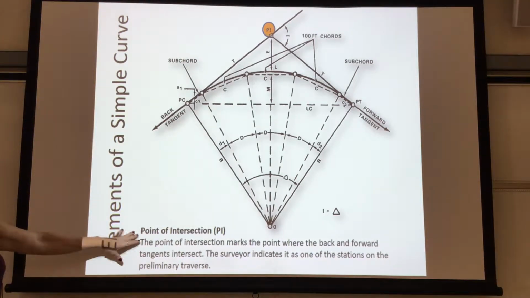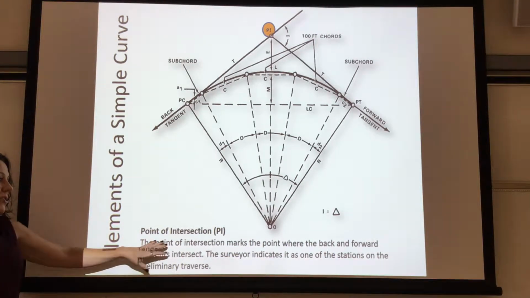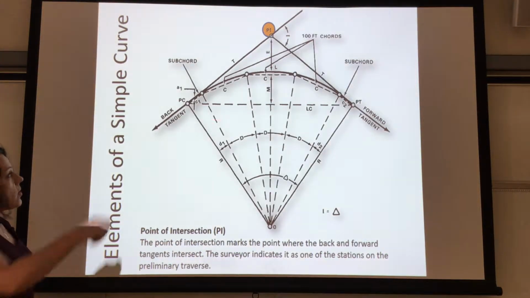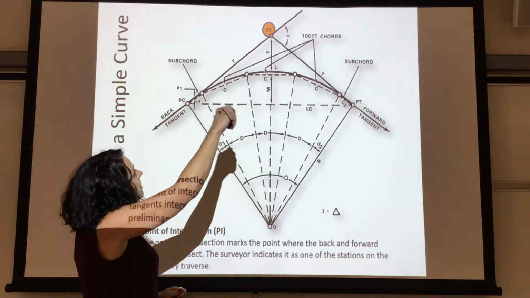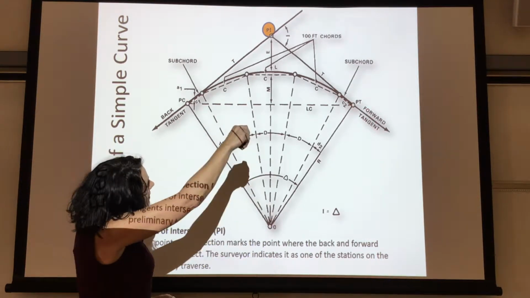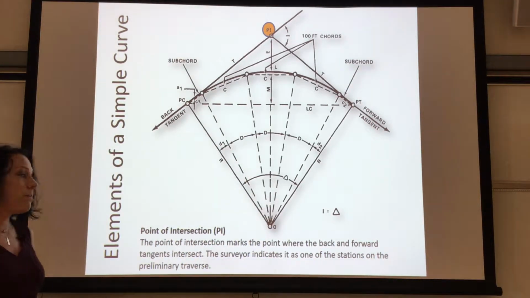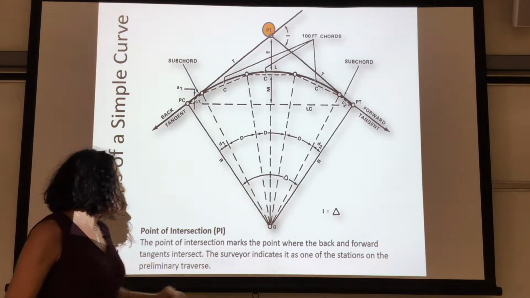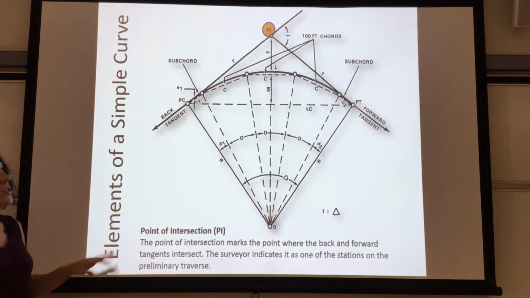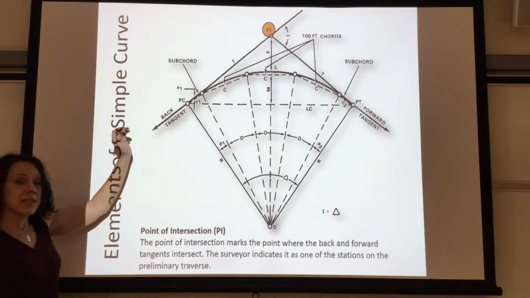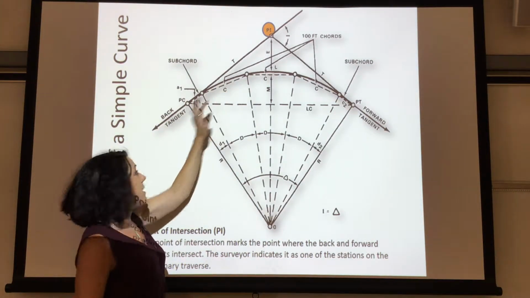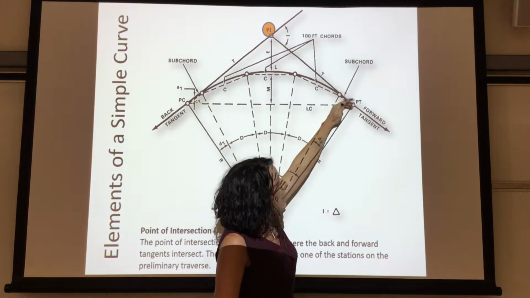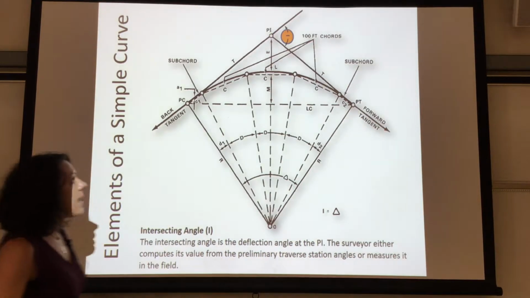So the first thing is the PI, the point of intersection. The point of intersection marks the point where the back and the forward tangents intersect. So straight line coming in, straight line coming out. This point where they touch is called the PI, the point of intersection. The surveyor indicates it as one of the stations on the preliminary traverse. So when they actually stake these things, they'll stake the PI point, the PC point, where it starts to curve, and the PT point, where it starts to come tangent back out.